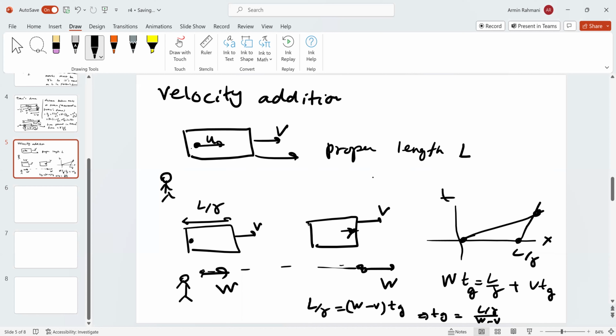So that's one way of calculating the time it takes for this object to move from one end of this train to the other end, assuming that the proper length of the train is L. And of course, I should say that gamma is, of course, with respect to V, right? The relative velocity of the frame. It's 1 over square root of 1 minus V squared over C squared.